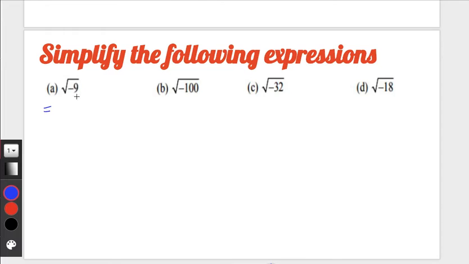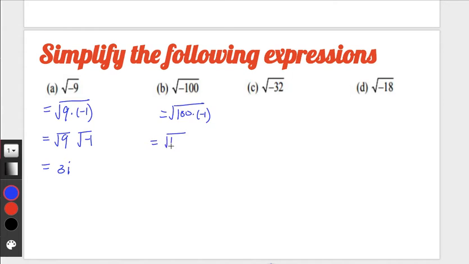So radical of -9: as I mentioned, since it's negative, we break it down as 9 times -1. So it's radical 9 times radical -1, which is 3, and i. So this is 3i, okay? I want you to try the next ones on your own, and you can pause the video here and compare your answer with mine later. Again, for this one I'm going to break it down with -1, so this becomes 10i.